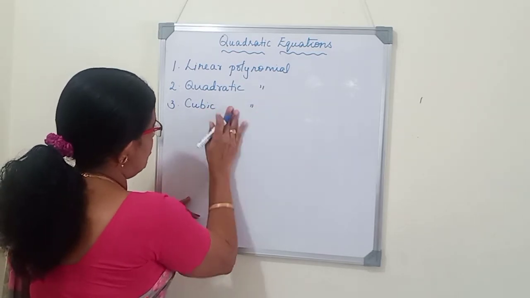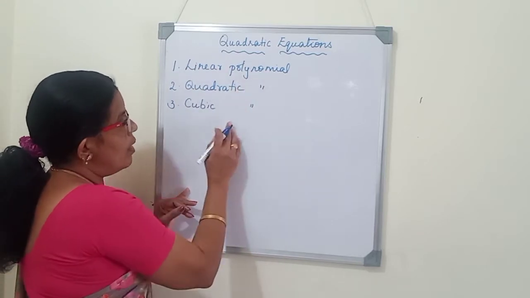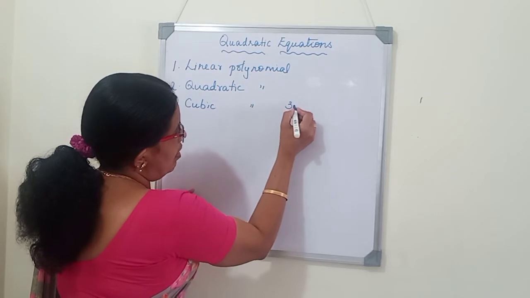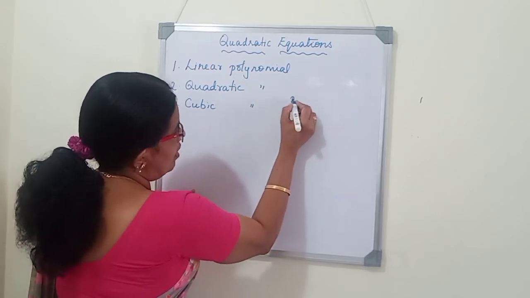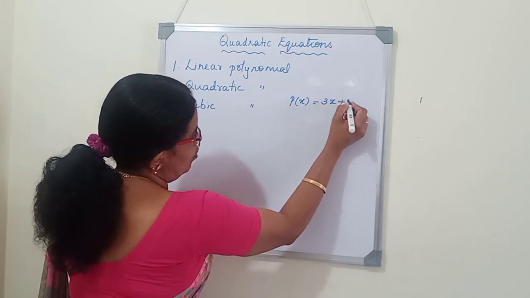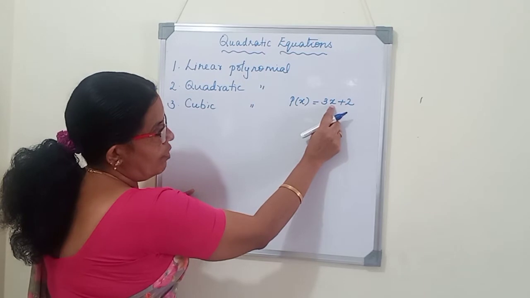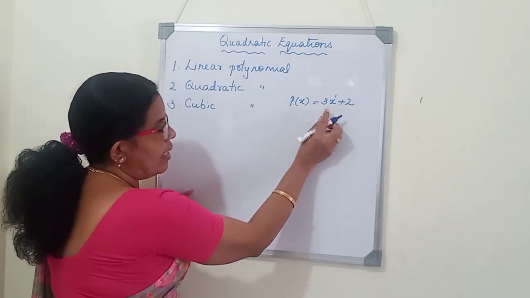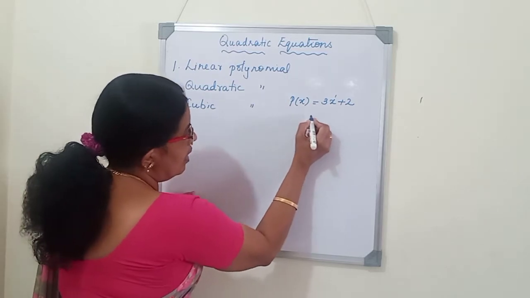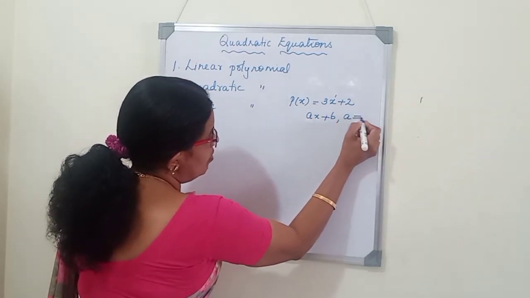What is a linear polynomial? Linear polynomial is a polynomial of degree 1. For example, we can represent it by p of x is equal to 3x plus 2. It is a linear polynomial because the power of the variable is 1, or the degree of the variable is 1. And the general form of a linear polynomial is ax plus b, where a not equal to 0.